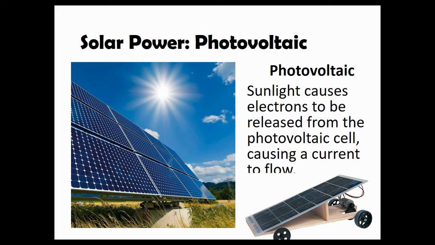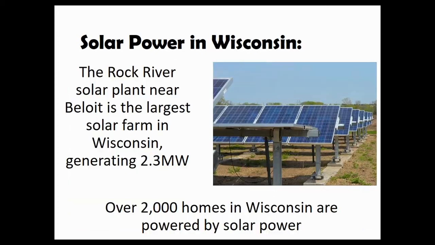The second type of solar power is photovoltaic cells. We talked about this as one of the three ways to generate electrical energy. And in essence, sunlight causes electrons to be released from the photovoltaic cell. This causes a current to be able to flow.